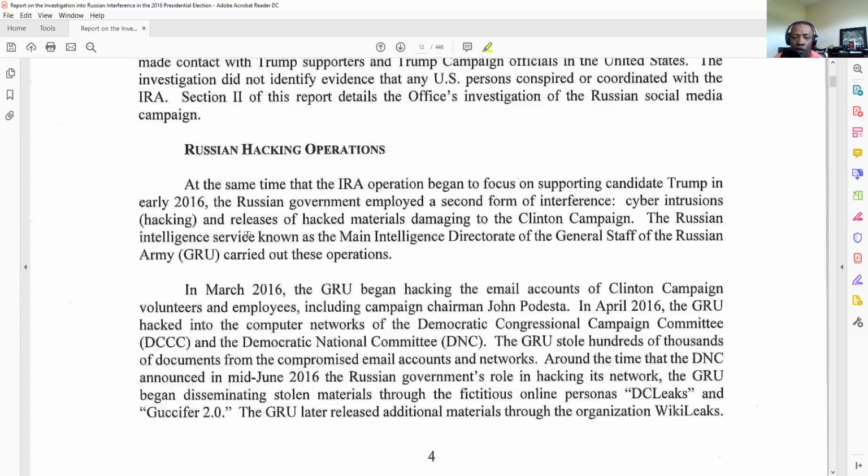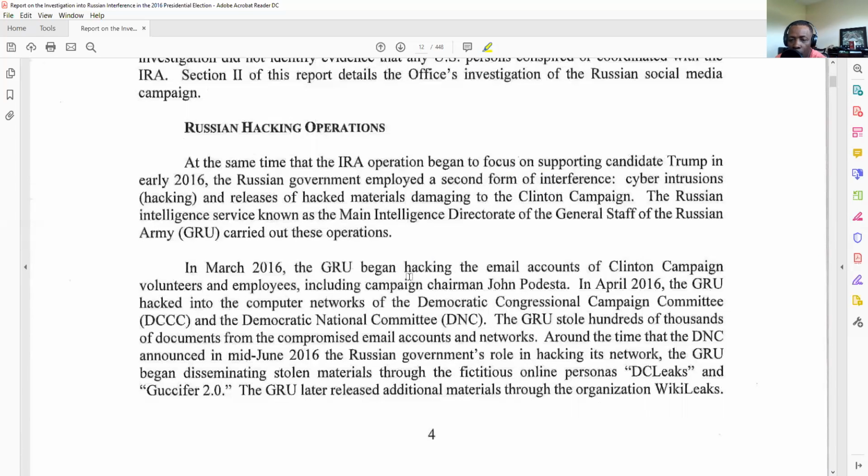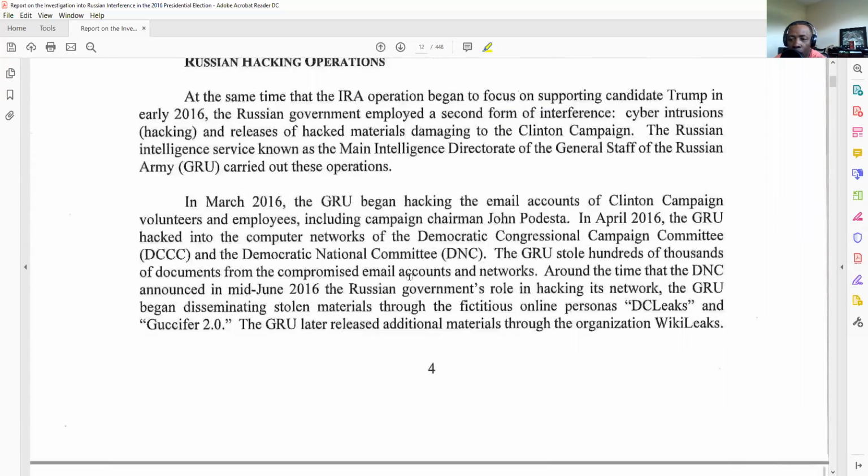Headline: Russian hacking operations. At the time that the IRA operation began to focus on supporting candidate Trump in early 2016, the Russian government employed a second form of interference: cyber intrusions, also known as hacking, and releases of hacked materials damaging to the Clinton campaign. The Russian intelligence service, known as the Main Intelligence Directorate of the General Staff of the Russian Army, also known as GRU, carried out these operations.